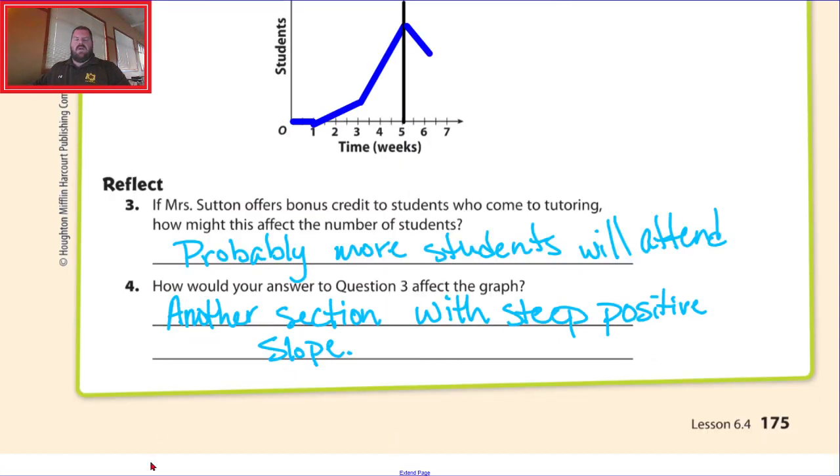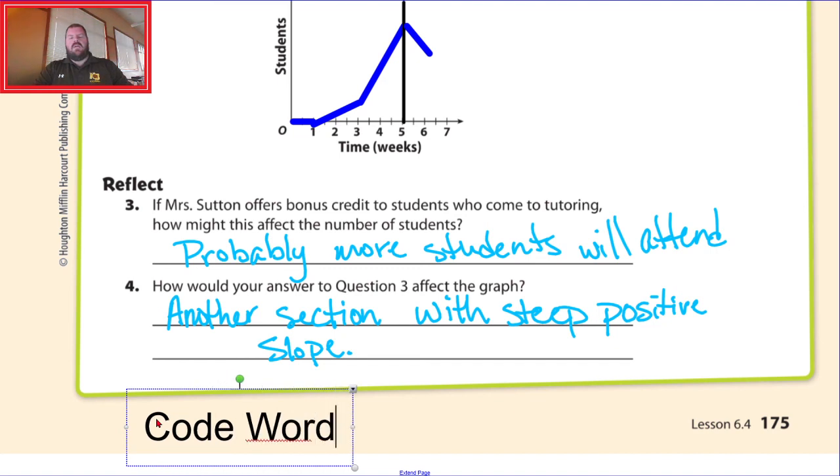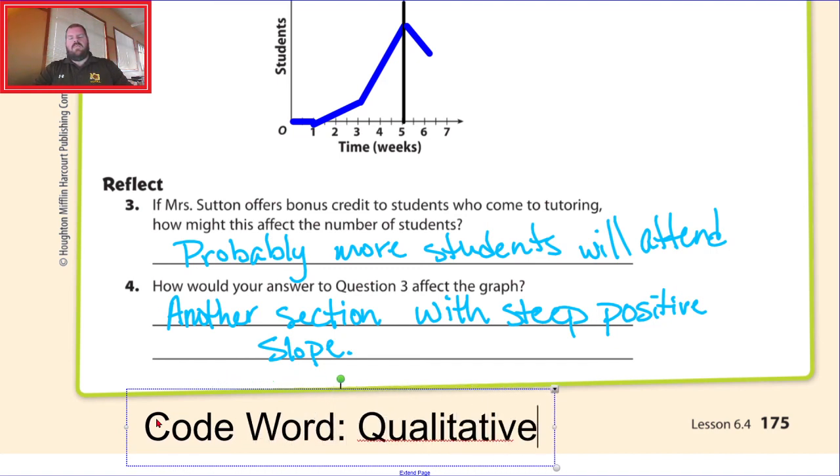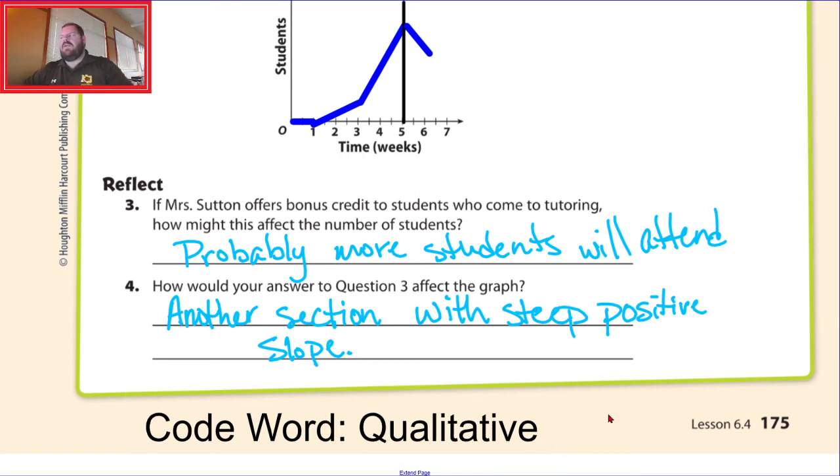All right, so I believe that's it for today. Last thing, we need a code word for the day. Qualitative for the type of graphs that we've been looking at. So your code word for the day is qualitative, talking about these qualitative graphs. Have a good day, and we will see you in class.